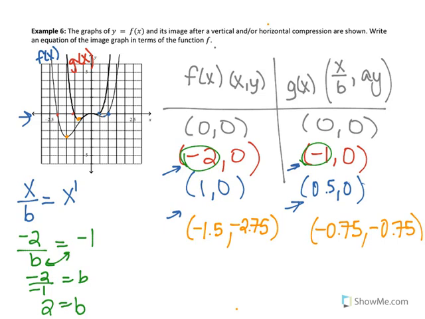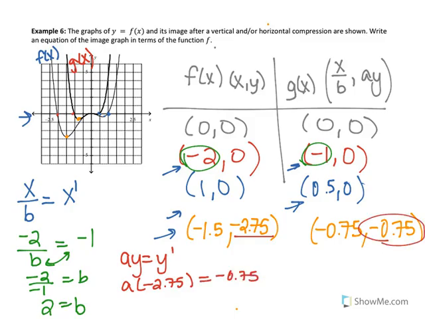We can't use any of the other points except for this one for y, but same concept here. A times y: if I take my original y and times it by my a value, it becomes a new y. So if I take -2.75 and times it by a, it becomes -0.75. And then I'm going to divide both sides by this. Really, it's going to give you a decimal. You can just leave it as 0.75 over 2.75. You can get rid of the negatives because it's positive.